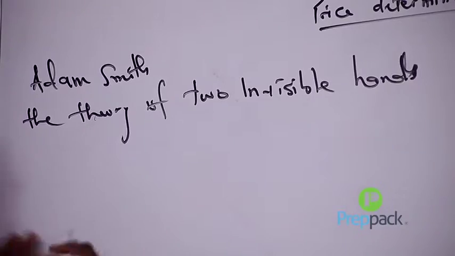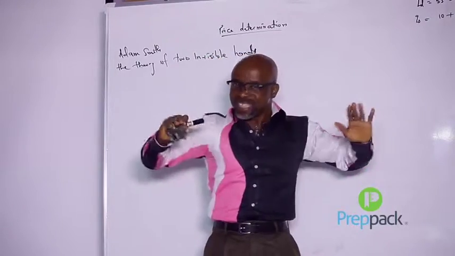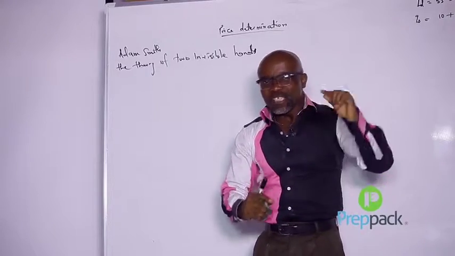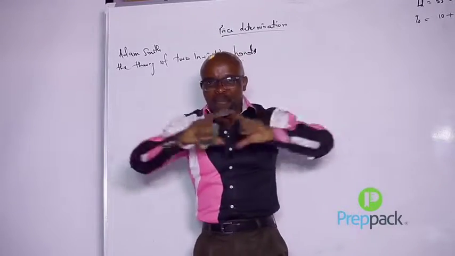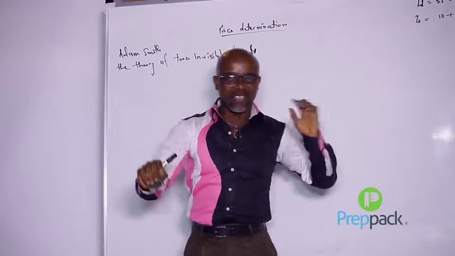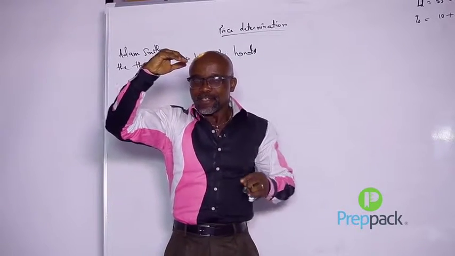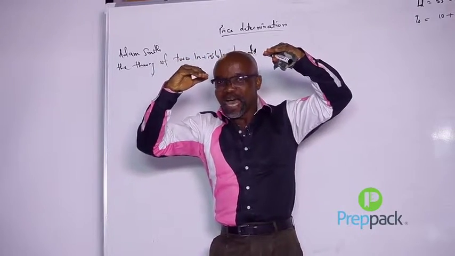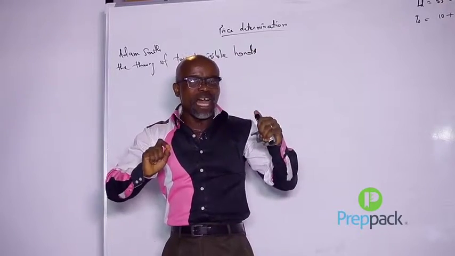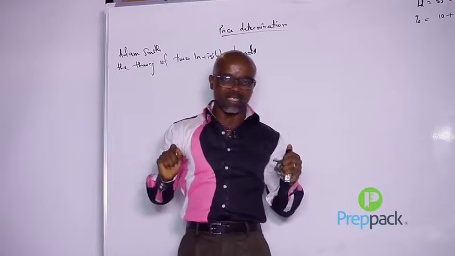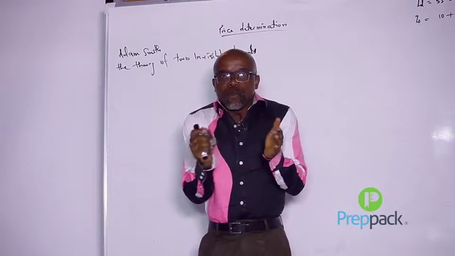What Adam Smith was trying to explain in this case is that the price of goods and services in a practical capitalist system is not determined by the buyer, it's not determined by the seller, but by the interaction between demand and supply. Which simply means what now? When the price is high, supply will be high and demand will be low. When supply is high and demand is low, that brings about what now? Excess of supply over demand.